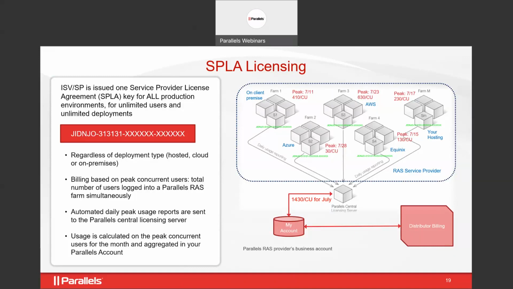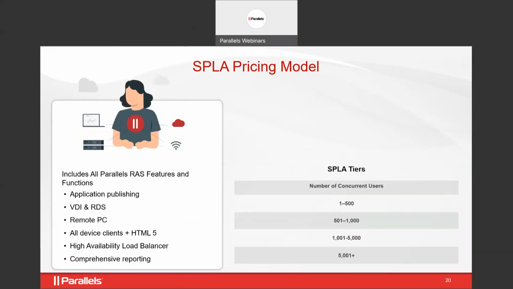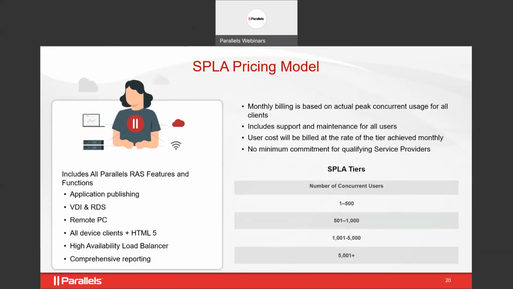Through the Parallels account, we're going to see the usage, the historical data, and it's going to be aggregated together. At the end of the month, on a post-paid basis, we're going to sum up the peak concurrent usage from every individual farm together, and our distributors will be billing you accordingly. So the license model is very, very simple. As we mentioned before, it's based on actual peak concurrent usage from all clients. 24/7 support and maintenance are included.